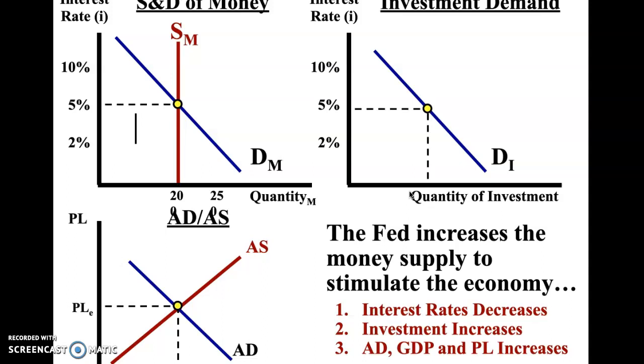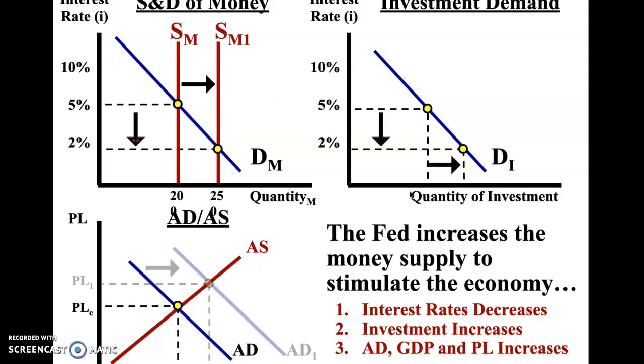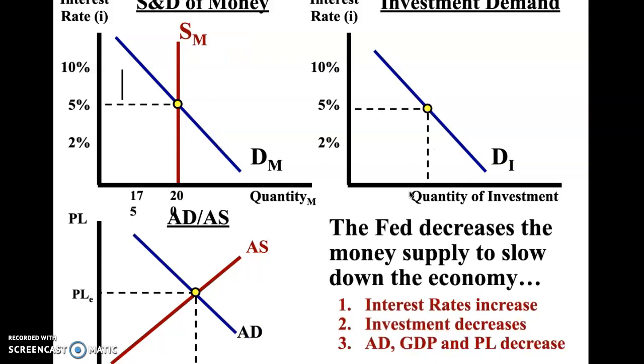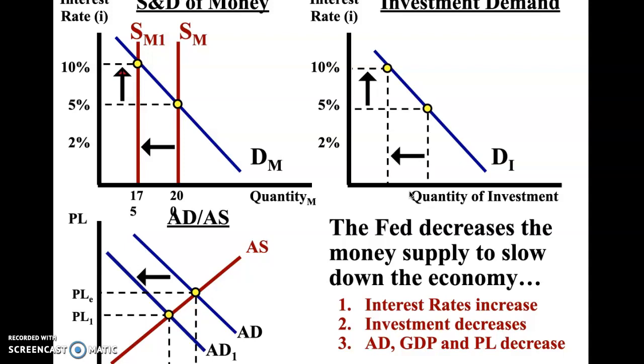So if the Fed increases the money supply, so expansionary policy, interest rates will decrease, investment will increase, and aggregate demand will increase. Okay, so you can see it up there. Supply increases, the quantity demanded of investments will increase, and you have an increase of aggregate demand. All right, so looking at it the other way, if you take money away from the economy, you have an increase in interest rates, which will decrease the quantity of investments, which will decrease aggregate demand.